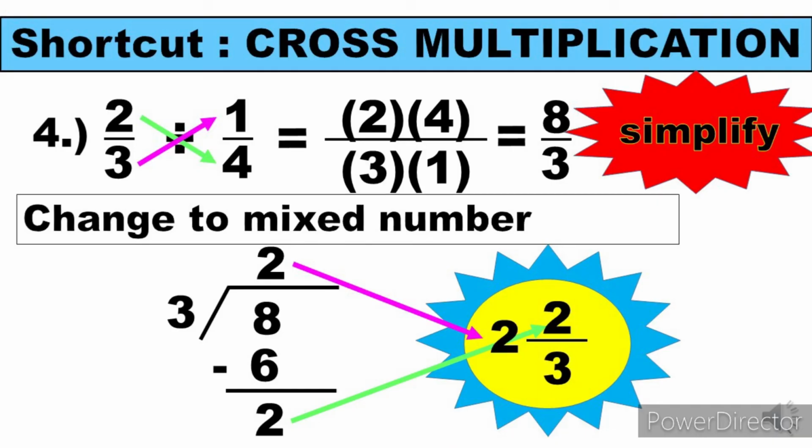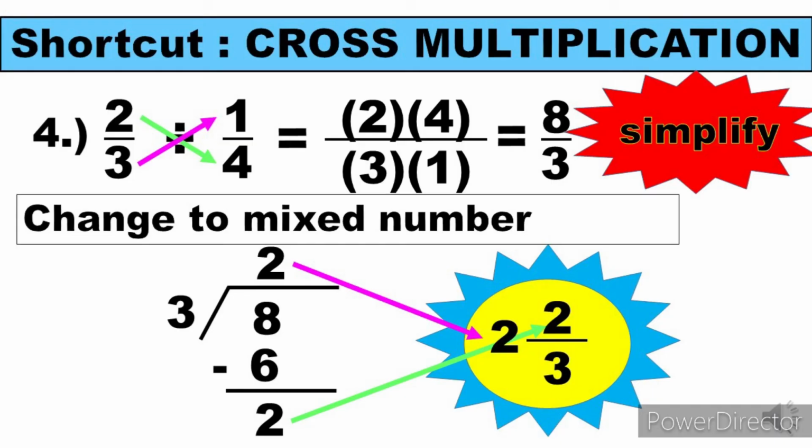Okay, sundan lang natin yung arrow. So, una nating i-multiply yung 2 times 4, which is ilalagay natin sa numerator. And then, sunod natin yung pink na arrow, yung 3 times 1, ilalagay natin sa denominator. Okay? And then, i-multiply natin siya. 2 times 4 is 8, 3 times 1 is 3.